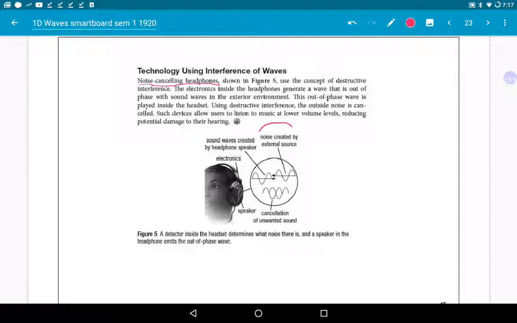So here's, for example, an external source coming in. The speaker or headphone will react and produce waves that will completely destructively interfere. So essentially make that flat line, so your ears are not picking that up at all. They're only picking up the music that's intended for your ears. So that's just one really interesting, useful application of constructive and destructive interference. In this case, it would be destructive interference.